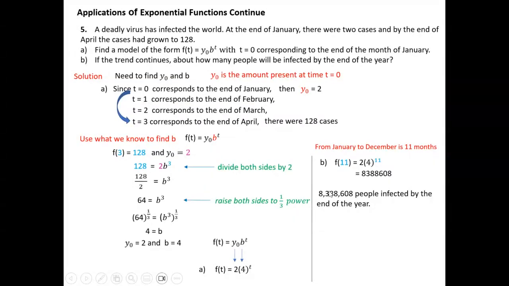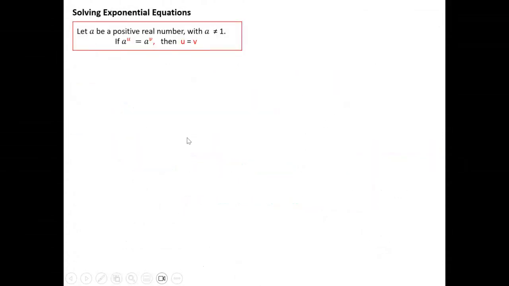But this number will be kind of accurate, or like an estimate, if there was no intervention. Let's move on to number 6. The next thing we're going to cover is solving exponential equations. So this is like a definition or a rule that we're using. If a to the u power equals a to the v power, then u must equal v.